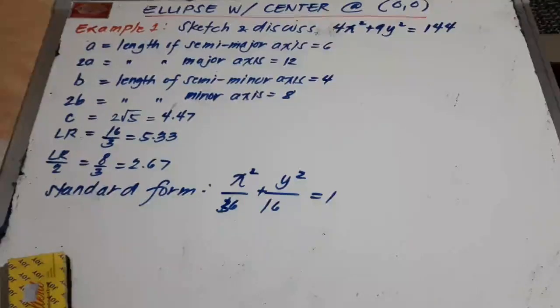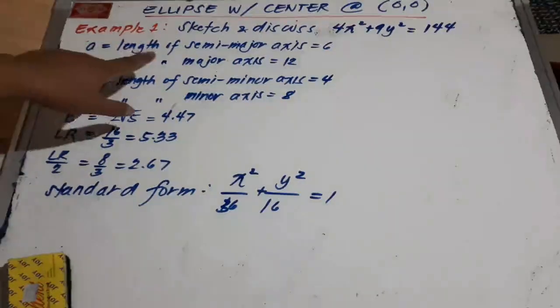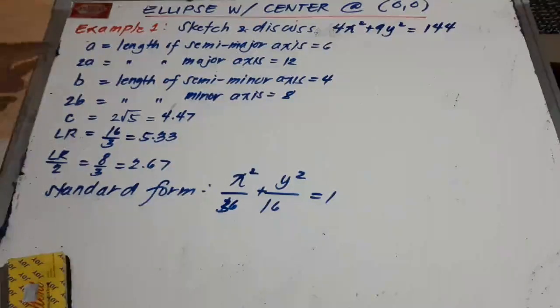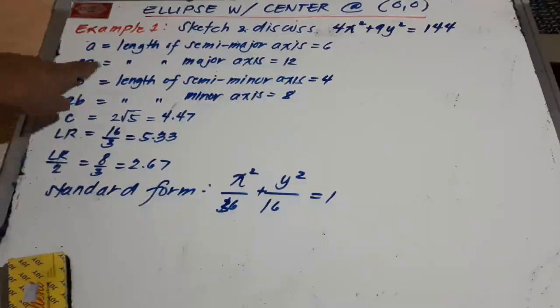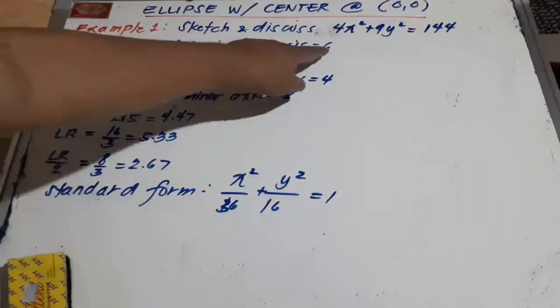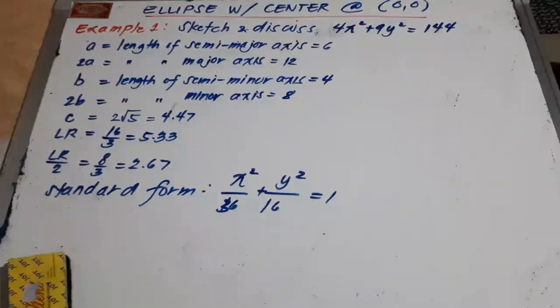So here is the summary ng mga values na na-compute natin kanina. We have A. Yung na-compute nating A, ito yung length of semi-major axis, 6 units. That is the distance from center to one of the vertices of the ellipse. We have 2A, ito yung length of the major axis, equivalent to 12 units, which is 2 times 6 only, 12 units. Itong 2A na to, that is the distance from vertex to vertex of the ellipse.